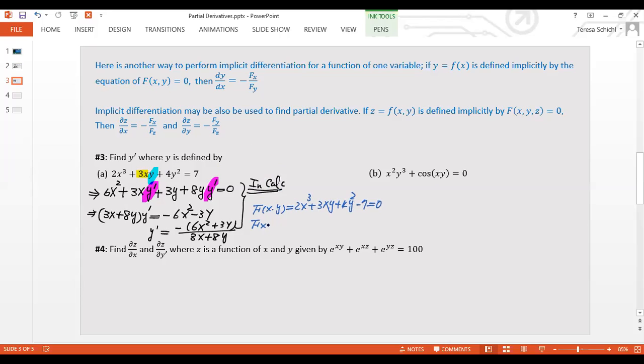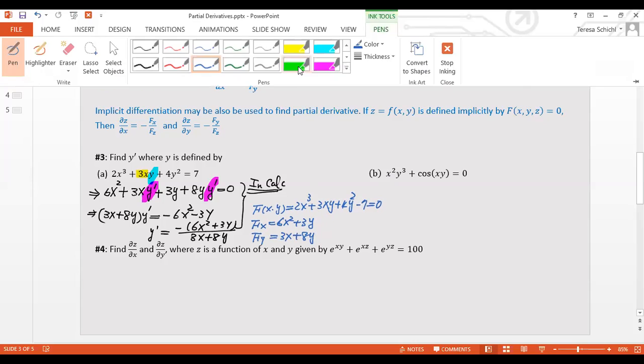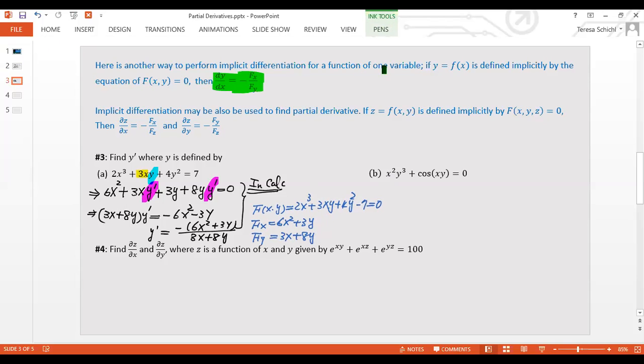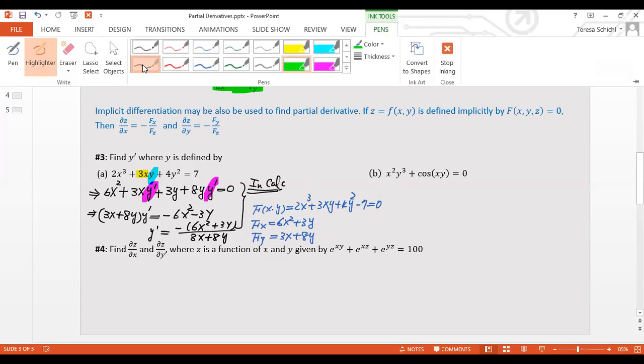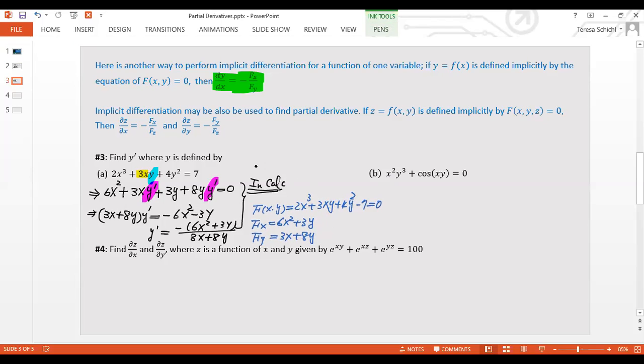So here, f of x, I just take the partial derivative with respect to x. This is 6x squared, and then here this is 3y. That's it, right? Because the remaining y is a constant. Then I take f of y, which means I treat x as a constant. So this is 3x, then plus ay, right? Now, according to this formula, it will be the negative f of x over f of y here.